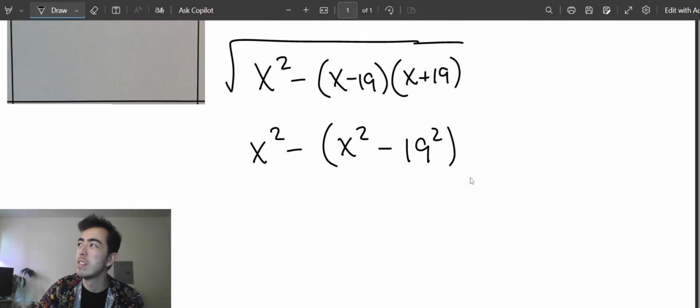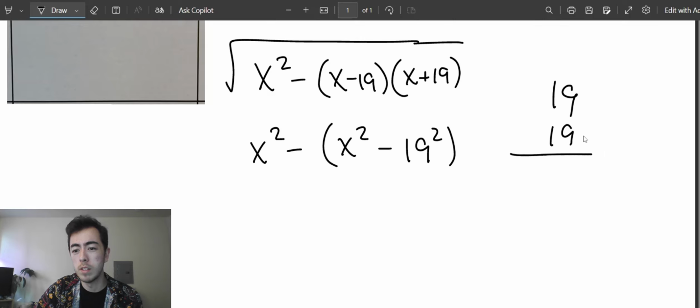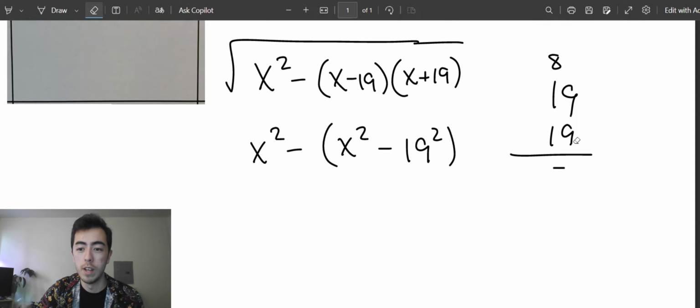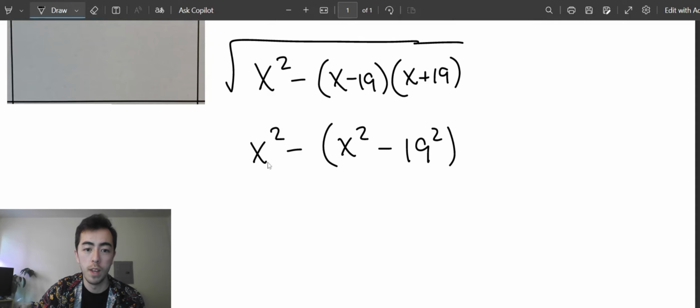I think that's 381. But actually, let's see. I don't think I really need to know what this number is. Let me just double check. 9 times 9 is 81. 9 times 1 plus 8 is 17. Placeholder 0. 1 times 19 is 19. And then adding these up. Okay, 361. My bad. I don't think I actually need to know that for this problem, though. I'll just keep it as 19 squared.